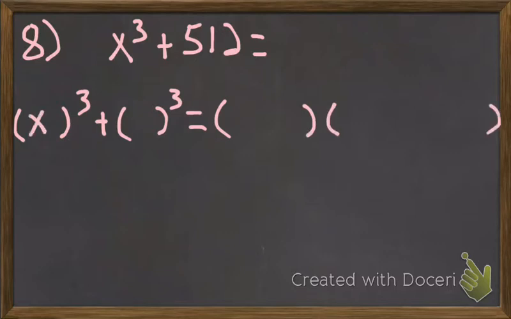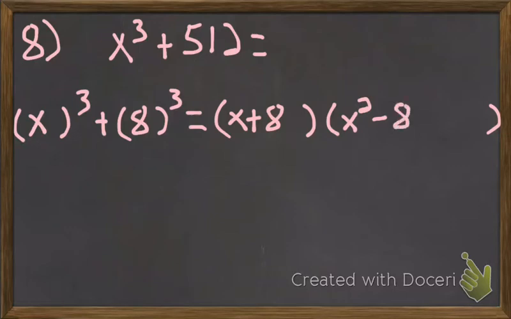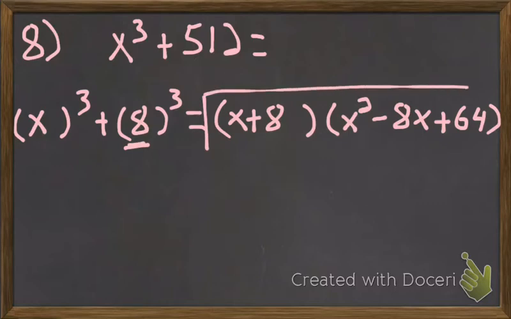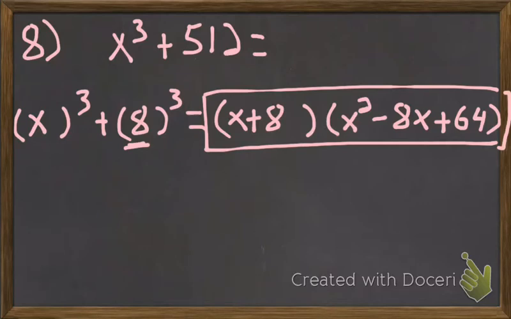So the first one's going to be x. What times what times what is 512? You probably don't know this, memorize it. So look at the board and you'll see that it's 8. Okay? And all we do is follow the first formula on the board. X plus y, but it's x plus 8. And then x squared, subtract the product of the two terms. X times 8 is 8x. And then plus this term squared, which is 64. So this is our full solution right here. Okay, that's our solution for number 8.